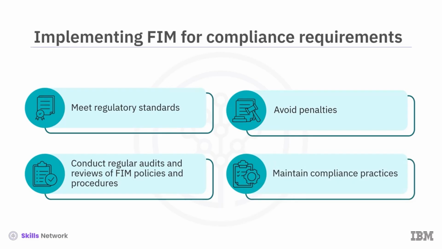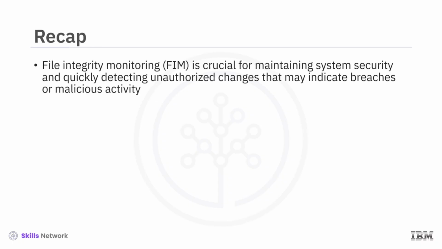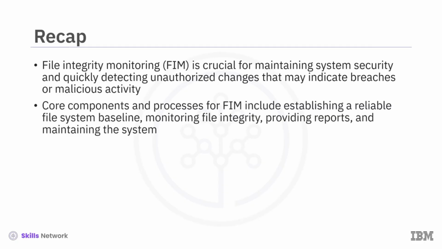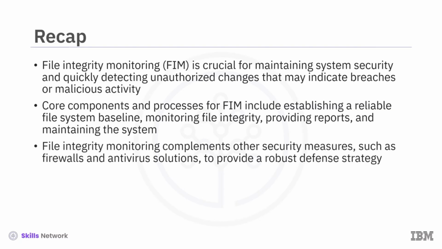FIM system. In this video, you learn that file integrity monitoring is crucial for maintaining system security and quickly detecting unauthorized changes that may indicate breaches or malicious activity. Core components and processes for FIM include establishing a reliable file system baseline, monitoring file integrity, providing reports, and maintaining the system. And file integrity monitoring complements other security measures, such as firewalls and antivirus solutions, to provide a robust defense strategy.